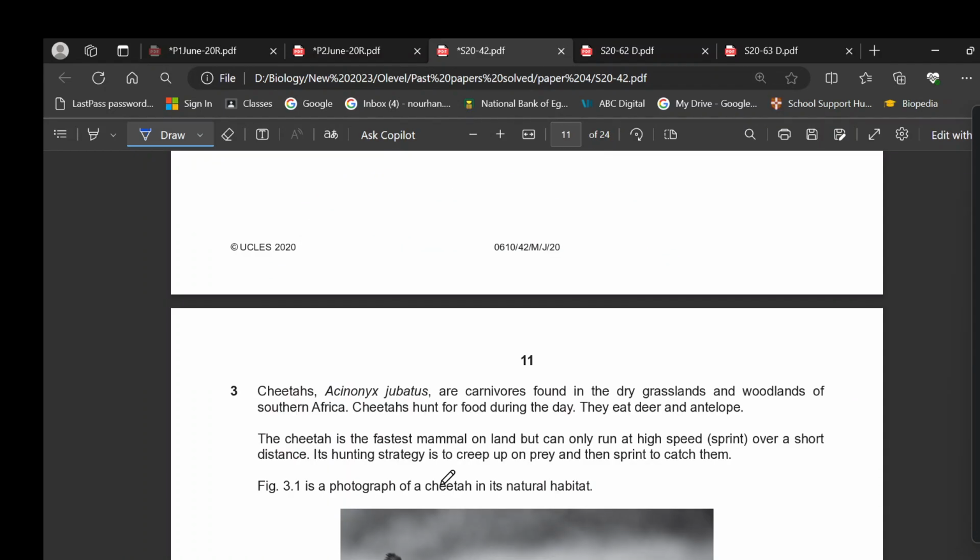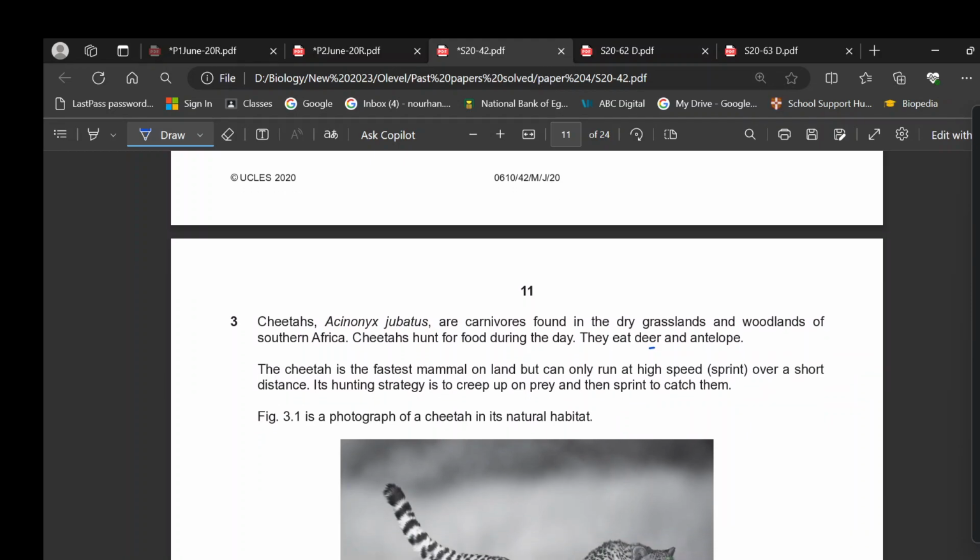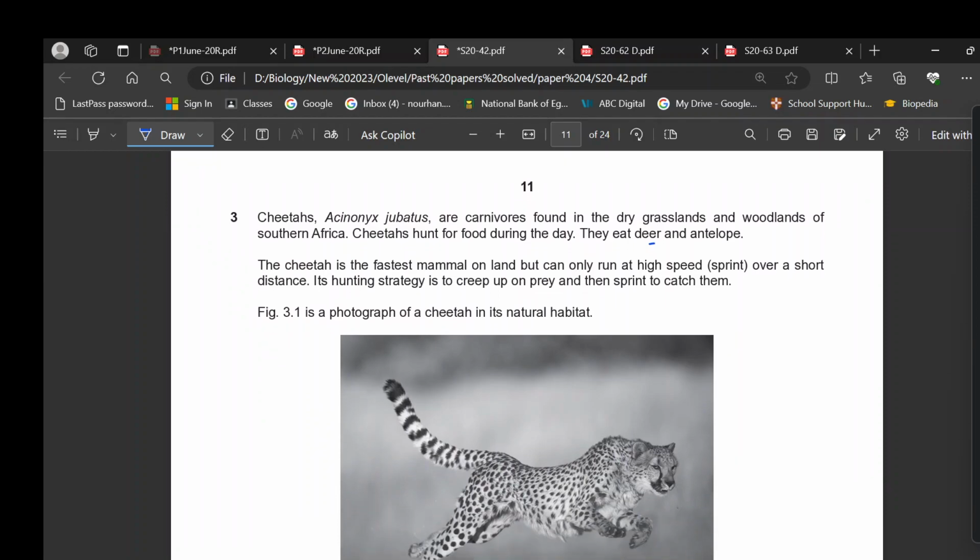Question 3, the inheritance question. Cheetahs, and he gave you the binomial name, are carnivores found in the dry grassland and the woodland. Cheetahs hunt for food during the day. They eat deer and antelopes. The cheetah is the fastest mammal. It can only run at high speed over short distances. Its hunting strategy is to creep on the prey and then sprint to catch them.